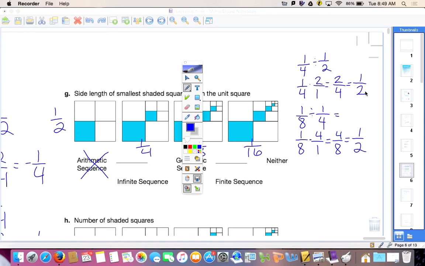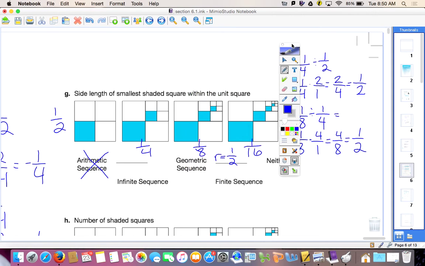Now, I need to try that with my terms 2 and 3. So I have 1/8 divided by 1/4. I would rewrite 1/8, change division to multiplication, and then take the reciprocal of my second fraction. So that would make 1/4 become 4 over 1. And now again, 1 times 4 is 4, 8 times 1 is 8. This can be reduced to 1/2. So I can see I have a common ratio. My common ratio is r equals 1/2.